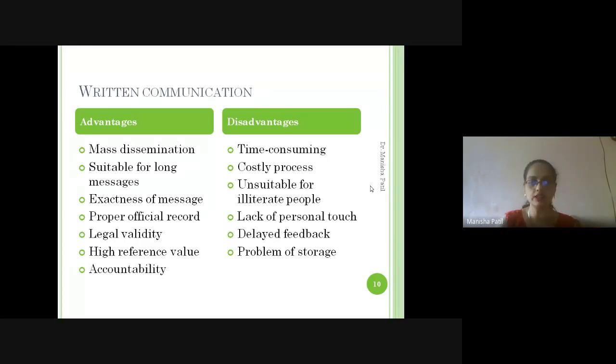Disadvantages of written communication: time consuming, costly process, unsuitable for illiterate people, lack of personal touch, delayed feedback, and finally, problem of storage.